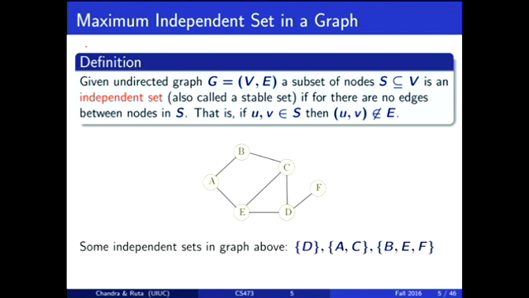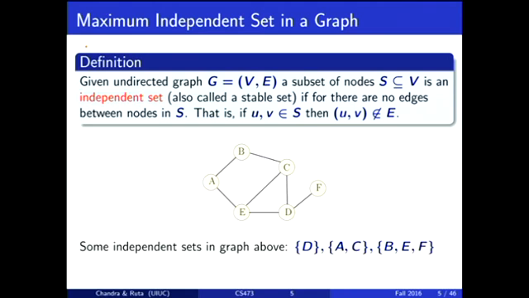So what's the problem? I give you an undirected graph, and a subset of vertices is called independent, or sometimes, in operations research and math programming, a stable set, depending on the field. It's a set of vertices which don't have any edges between them. Okay, so what are the independent sets here?